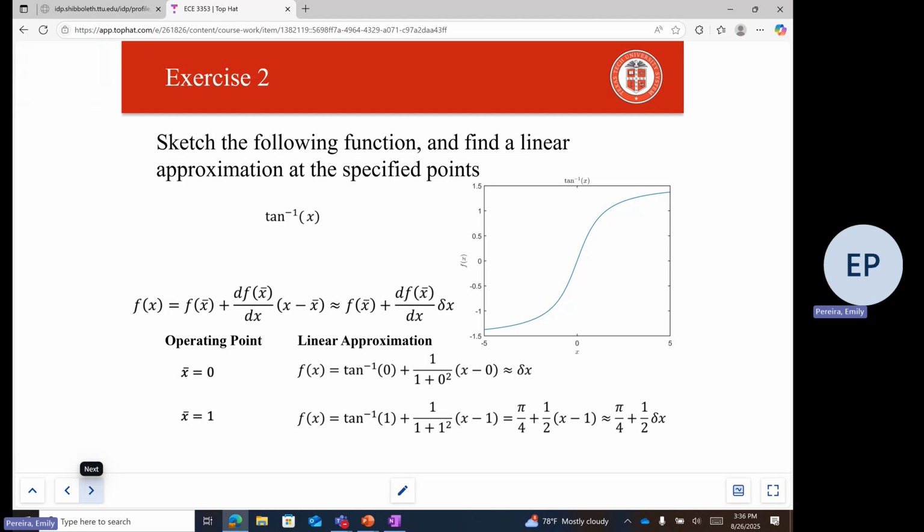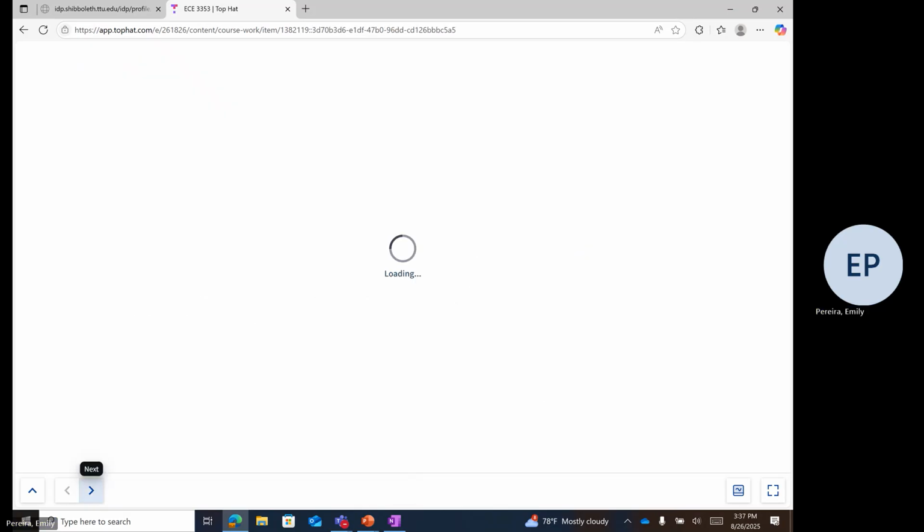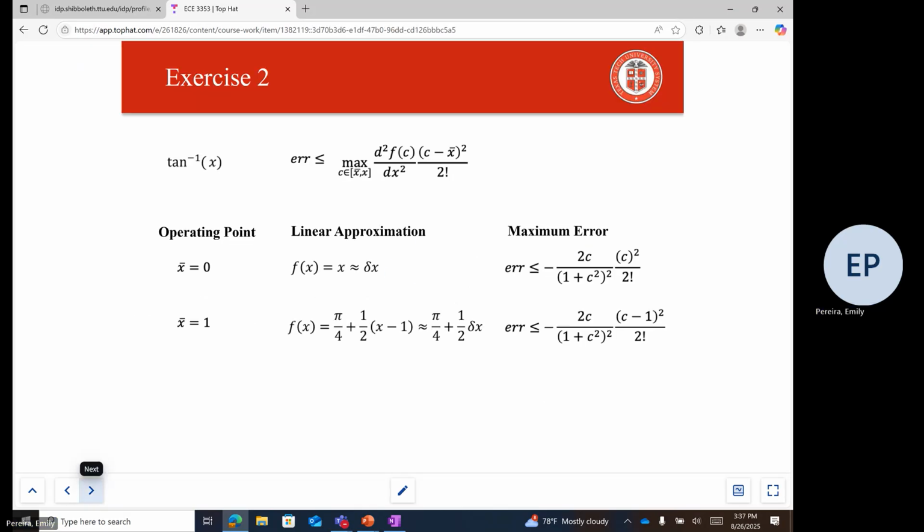Okay, and similarly for a different operating point, you plug in 1 now, and you get pi over 4 plus 1/2 times x minus 1, or pi over 4 plus 1/2 delta x. So here are two examples of how to approximate a function linearly. And you might get different things depending on what your operating point is.